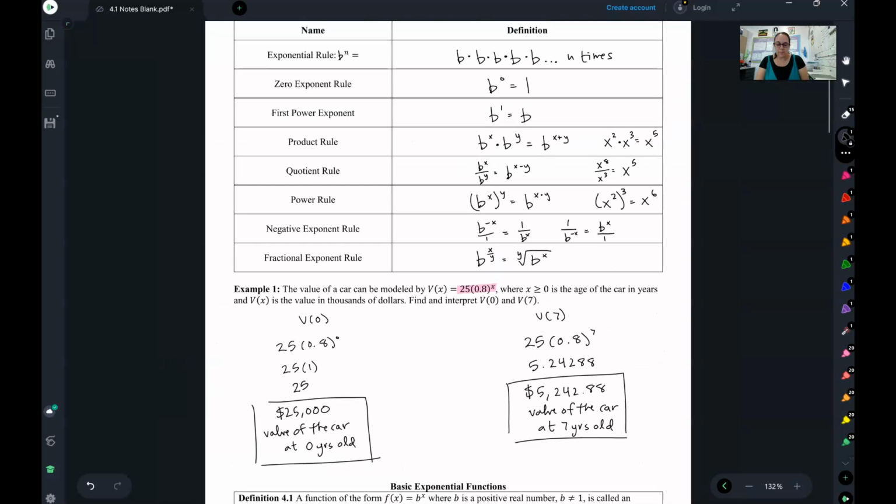So that is a brief introduction to exponentials. In the next video, we'll talk about graphing exponential functions.